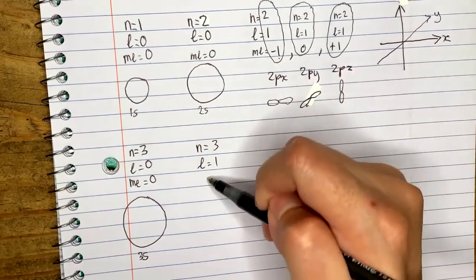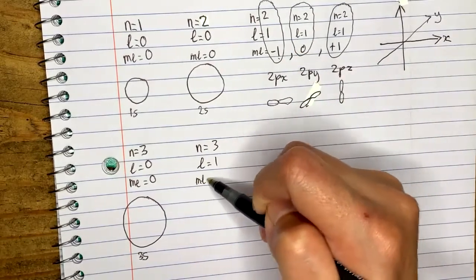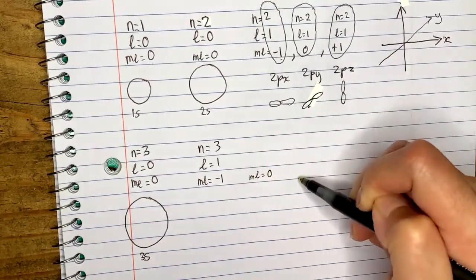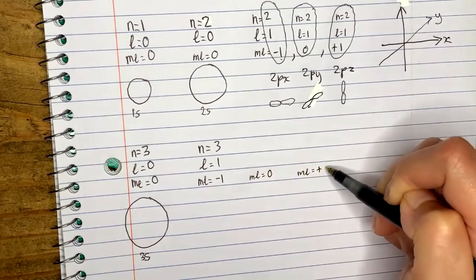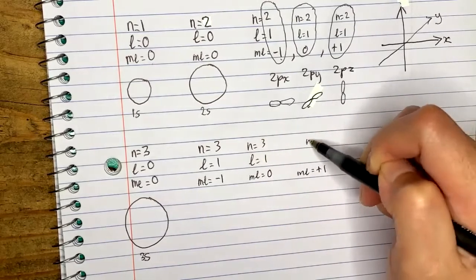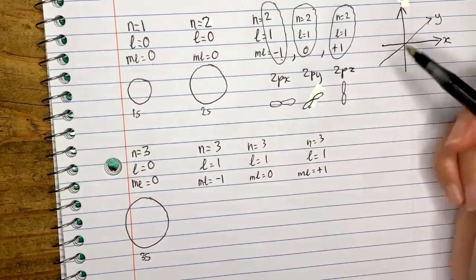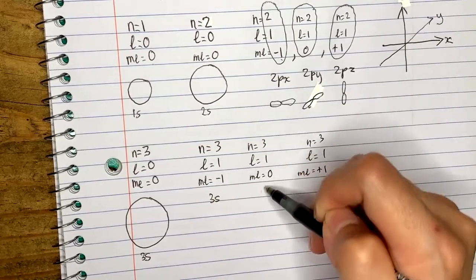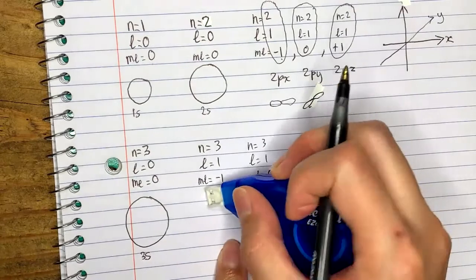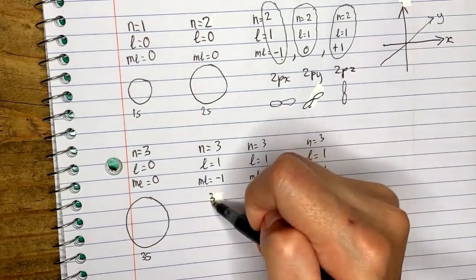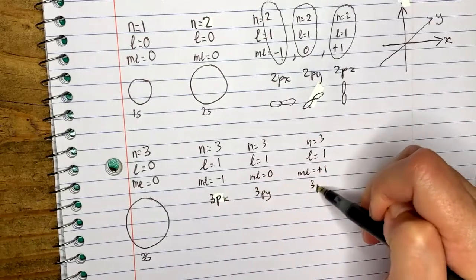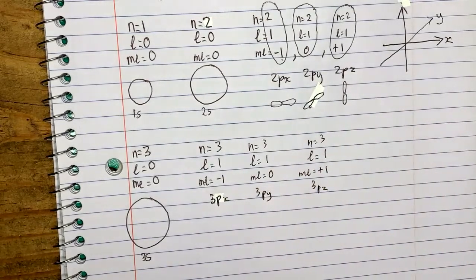And then under L is 1, I have ML is -1. And then ML is 0. ML is +1. So this is N3, L1, N3, L1, right? So this is 3s. I mean, not 3s. That's 3s right there. So this is 3p: 3px, 3py, 3pz. Okay, so the 3 kinds.